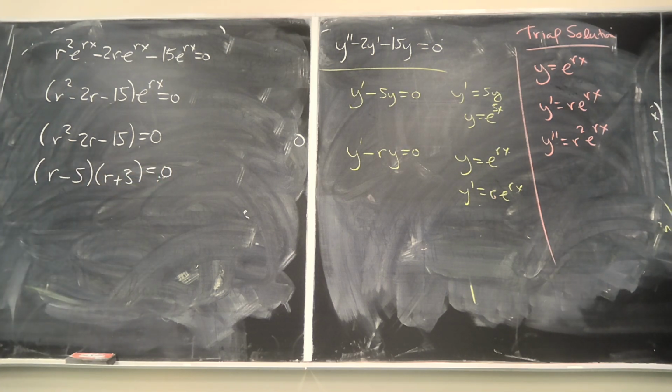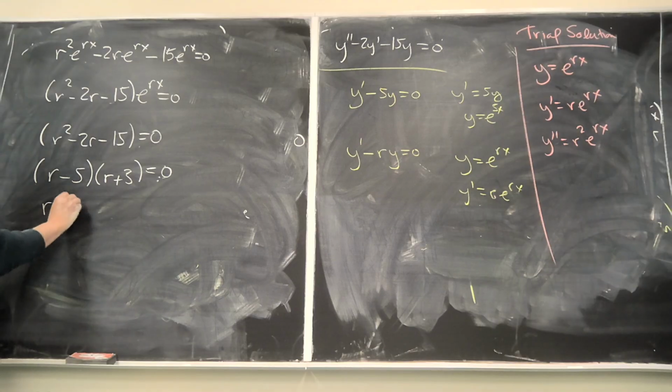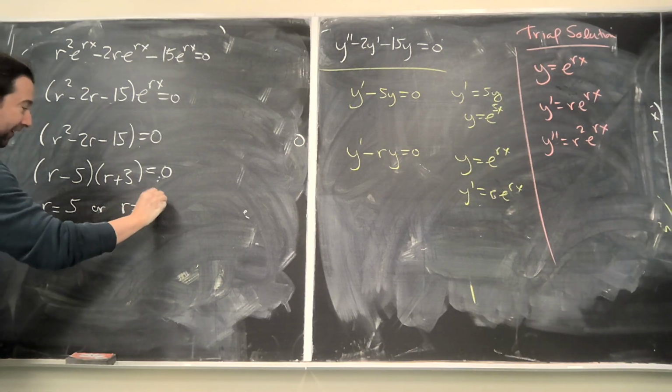Our solution is 5 and negative 3. r is 5. Let me remind you that if it's been a while since you've done this factoring, you might revisit these things because we're going to be doing a lot of it. r is 5 or r is negative 3.